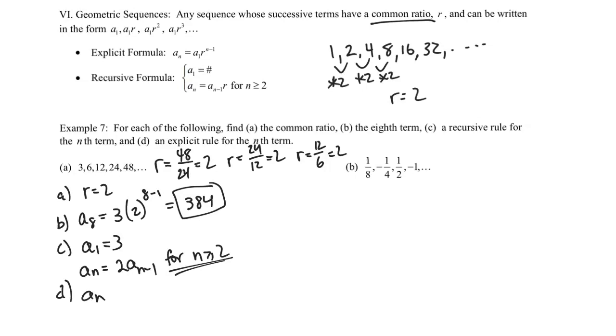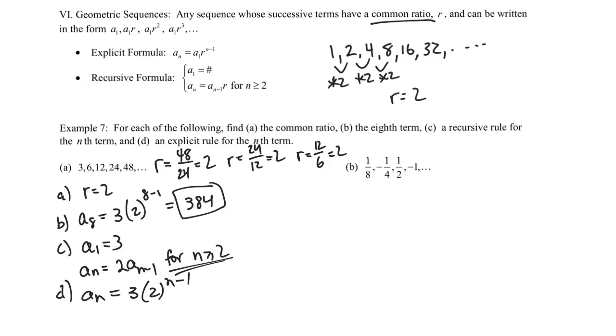Okay, and then the explicit formula is going to be a sub n is equal to a sub 1, which is 3, times r to the n minus 1. And there's no way to simplify that. Please don't write it as 6 to the n minus 1. You can't multiply the 3 and the 2 because the 2 has an exponent on it.